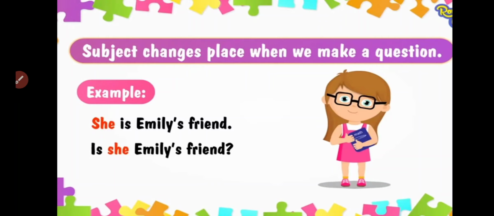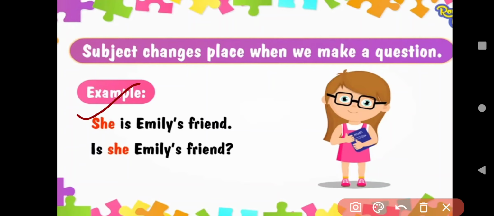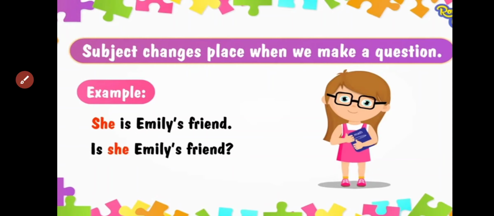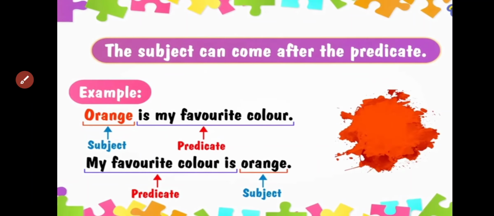Students, always remember the subject changes place when we make a question. Like here you can see, she is Emily's friend. Okay, so here she is the subject and here it's the predicate. But for questioning, it is: is she Emily's friend? So here this she, the subject, has changed its place. Okay, and one more thing, the subject can come after the predicate.